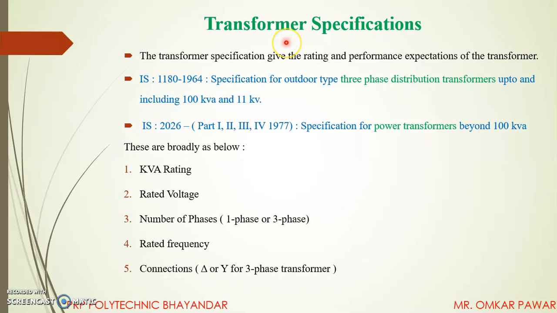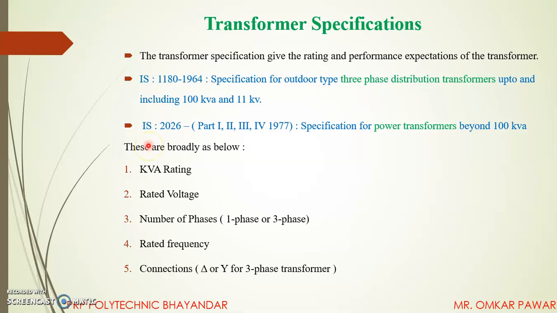Next topic is transformer specifications. The transformer specification gives the rating and performance expectation of the transformer. There is a standard, Indian Standard 1180-1964, the specification for outdoor type three-phase distribution transformers up to and including 100 kVA and 11 kV. And the second specification is Indian Standard 2026 part 1, 2, 3, 4, year 1977, the specification for power transformers beyond 100 kVA capacity.